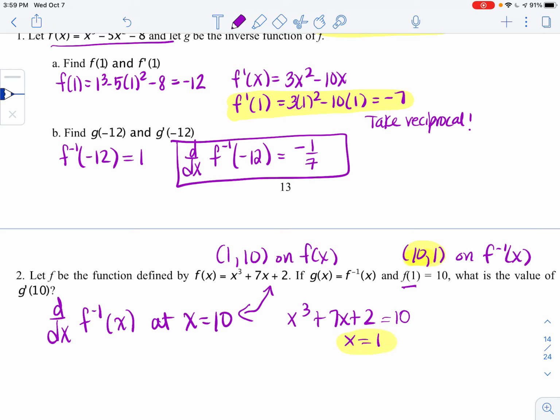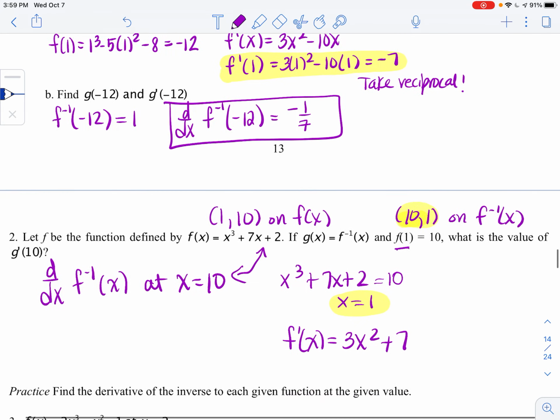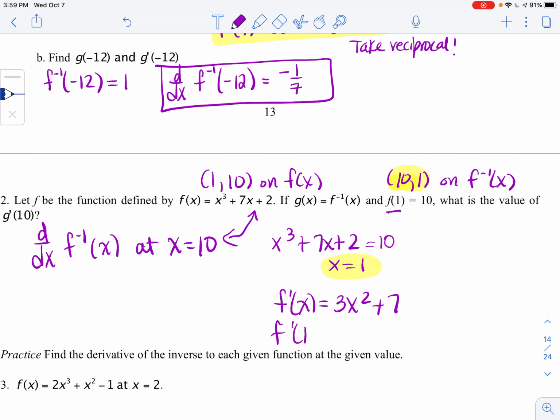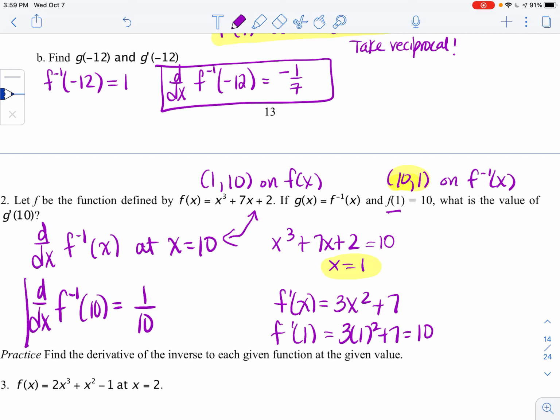You're now going to take f prime of x, which in this case is 3x squared plus 7, and evaluate it at 1, the x you solved back for. So I get 3 times 1 squared plus 7, that comes out to be 10. And then I take the reciprocal. So my final answer is the derivative of f inverse of 10 is the reciprocal, 1 over 10.